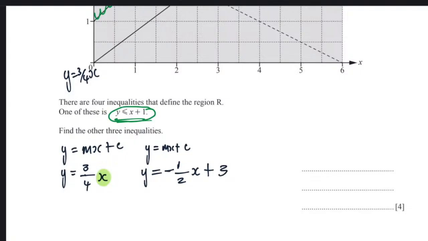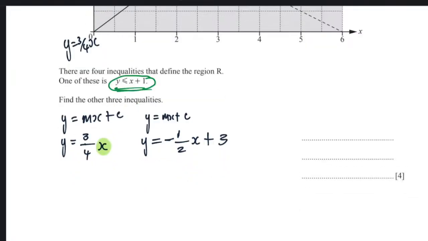Now, if you have the equations, yes, Roderick. Oh, okay. Let's do it like this.